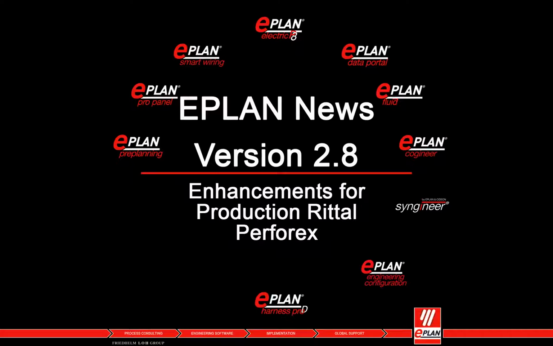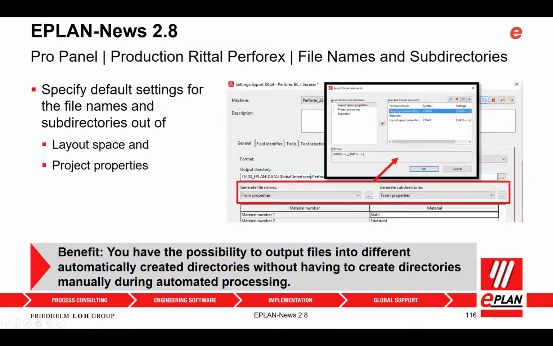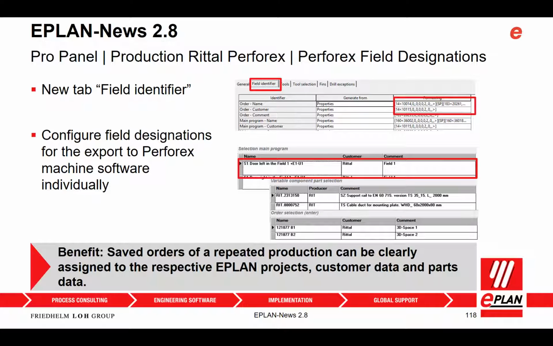Enhancements for extension production Rittal Perforex. In both NC exports for Rittal Perforex, you now have the possibility to specify default settings for the file names and subdirectories. Additionally, it is now possible to individually configure field designations for the export to Perforex machine software.